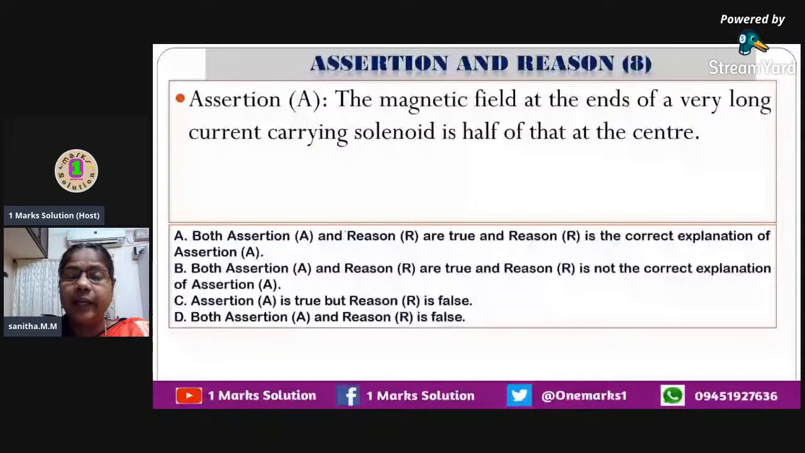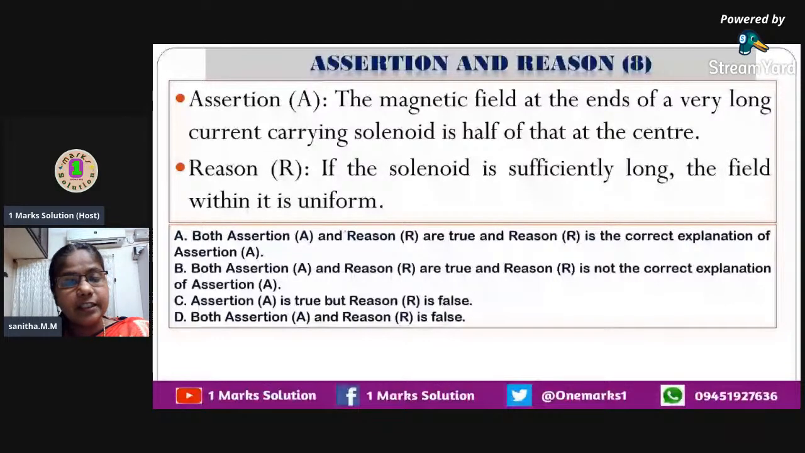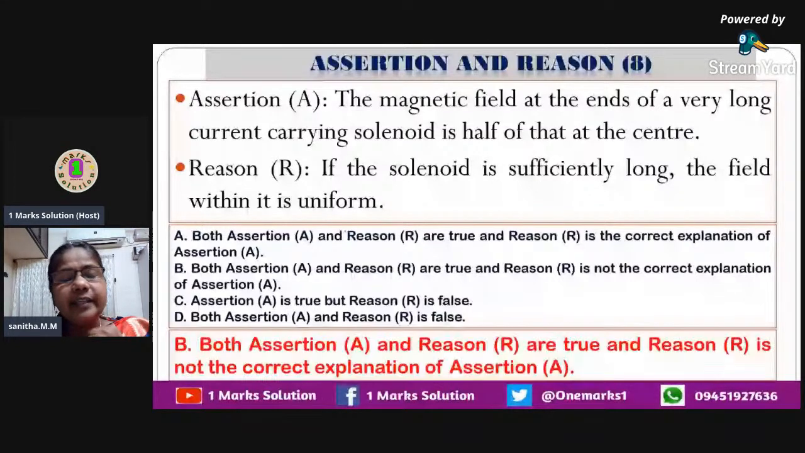Now we can go for the reason. So assertion is correct. If the solenoid is sufficiently long, is the field within it uniform? Yes, it is correct. It is uniform. So here assertion and reason are correct. But can we say that if the solenoid is sufficiently long, that is why within it is uniform? It is not the correct explanation for the assertion. So the option is B. Now we can go for the next one.